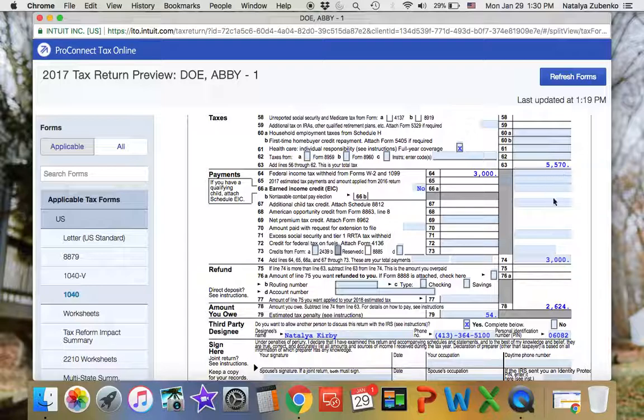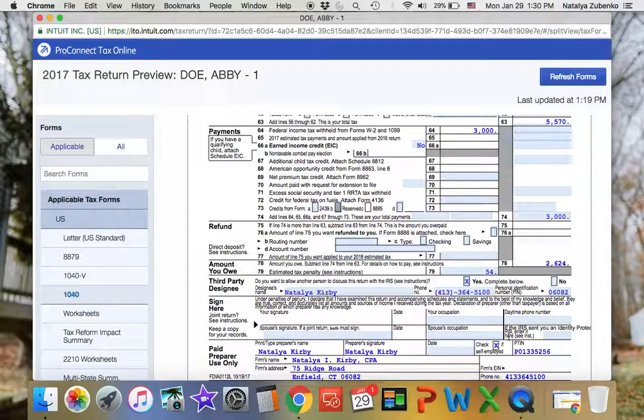the IRS also is assessing you a penalty of $54 because the IRS wants their income gradually throughout the year. So as you get paid every week or bi-week, you have withholding for the IRS, and that's the way they want it.